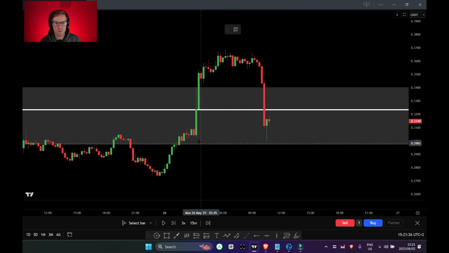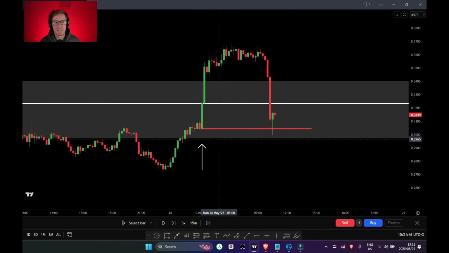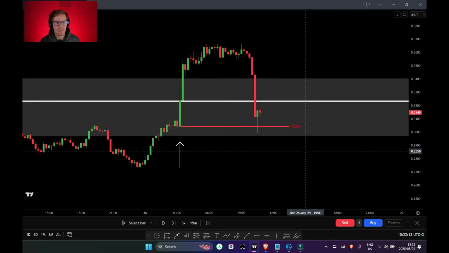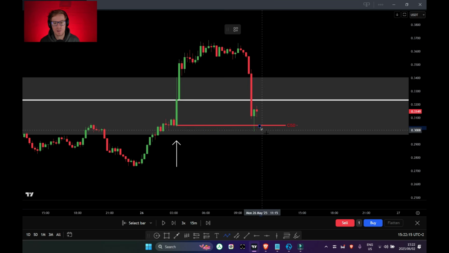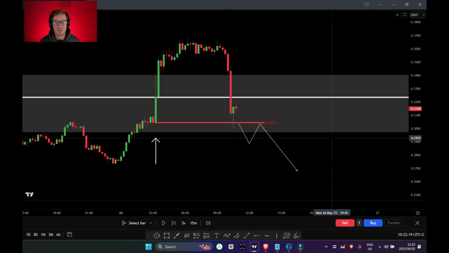So what we want to do is mark out the CISD level over here. Remember, the CISD is the candle or series of candles that cause this aggressive run to sweep out the higher time frame highs and create that failure to displace. So we mark out this level and we want to see price break below this level. If it breaks and closes below this level, that is where we're going to look to take our entry.